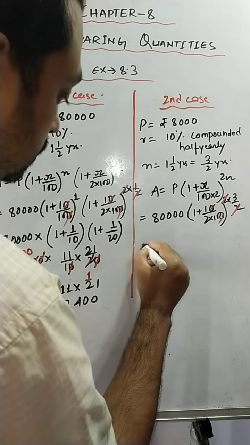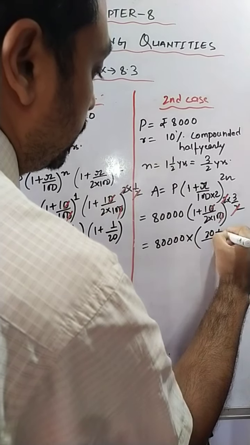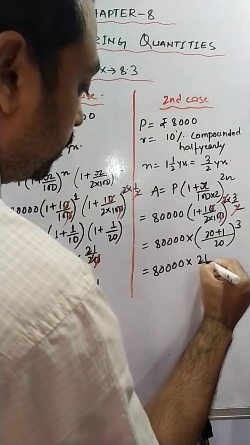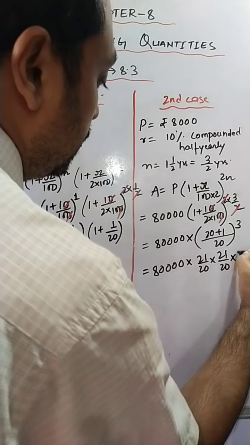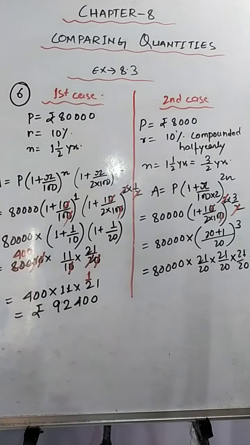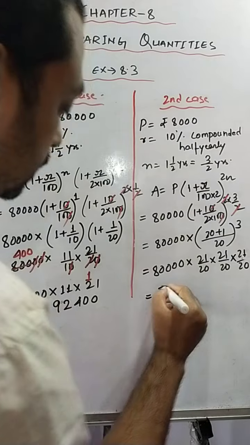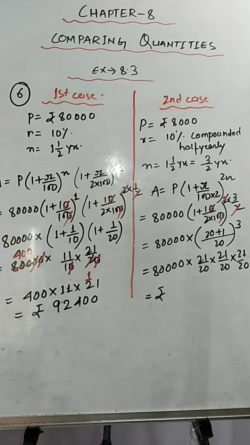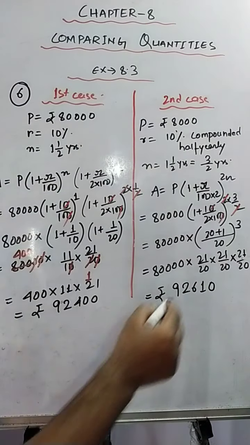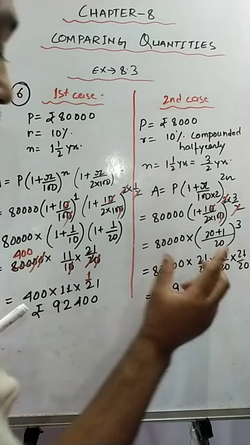Now it will look like 80,000 into (1 plus 1 by 20) to the power 3. So that would be 80,000 into 21 by 20, 21 by 20, 21 by 20. Now once you reduce this, what will you get as the answer? Your answer would be 92,610, students. Once you reduce these zeros and cancel the 8 with 2 and so on, after multiplying you will get the answer as 92,610.